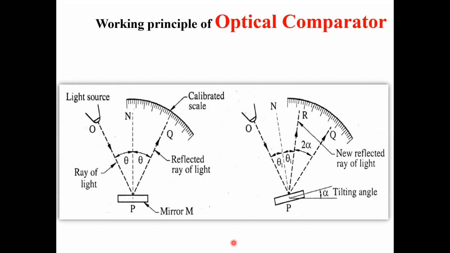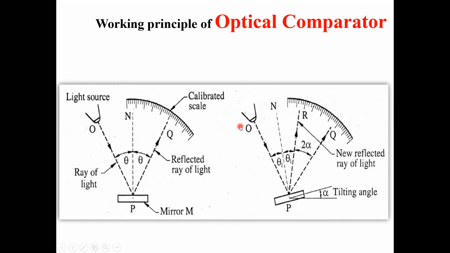Next, the working principle of the optical comparator. We already discussed this in the case of the autocollimator. When the light source emits a beam of light, this beam of light is allowed to strike the mirror here. A mirror is a well polished surface with no variation on the surface; it is a completely flat surface. When the beam of light is incident on the mirror at an angle theta, it reflects at the same angle theta, if the mirror is completely flat.